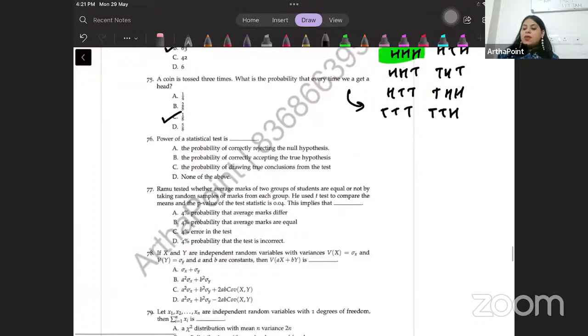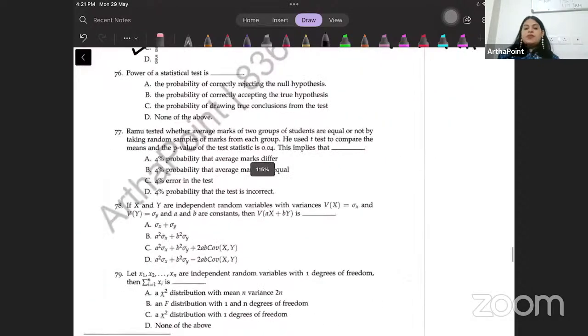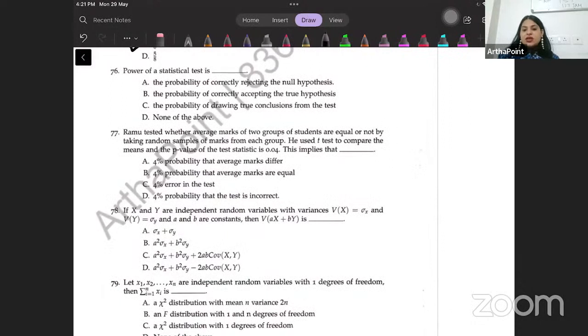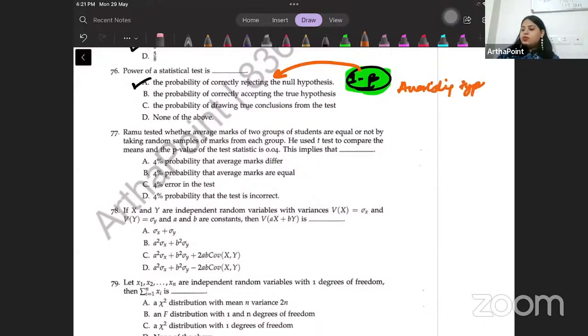Come to the next question. Power of a statistical test is... So the power of a statistical test is the probability of correctly rejecting the null hypothesis. So it is this, A. It's when you want to avoid type 2 error. So it's 1 minus beta. So the power of a statistical test is to avoid type 2 error. So you can write avoiding type 2 error. That is what the power of the test is. Okay, so come to the next question.